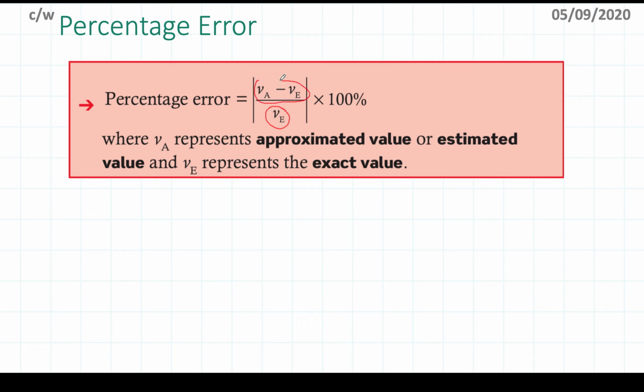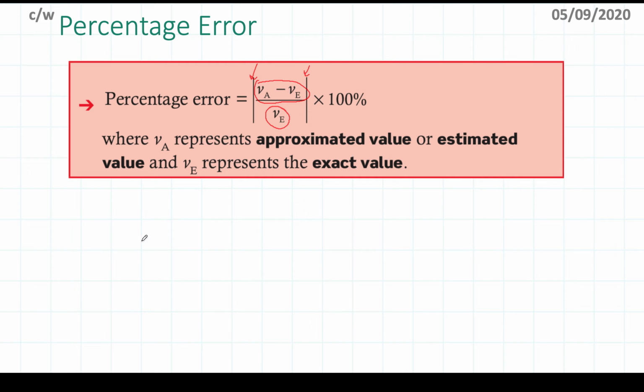But actually the numerator doesn't matter which order you do it. The reason is we have these absolute values. So what you're going to do is subtract, divide by the exact value, and then if you're getting a negative number, as soon as you give it the absolute value, it's going to end up being a positive number.